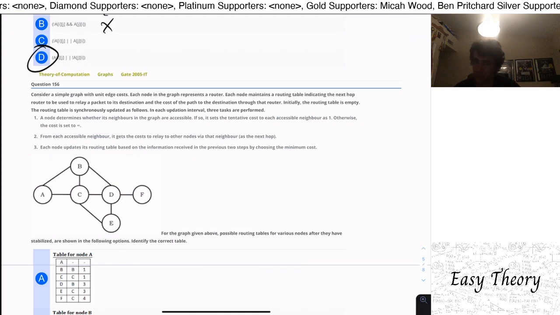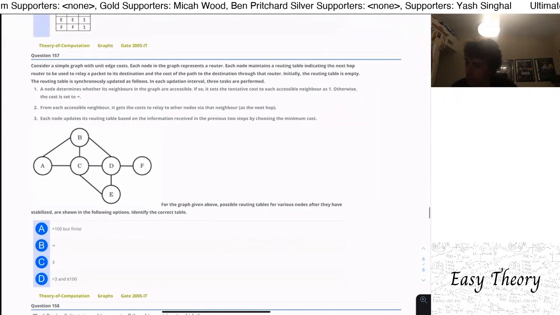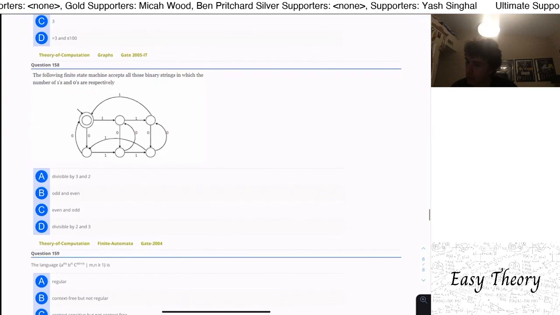Not sure why these are showing up here. Each node contains a route to next hop router. Identify the correct table. Okay, yeah, these are not in my wheelhouse for this. Let's skip over them.